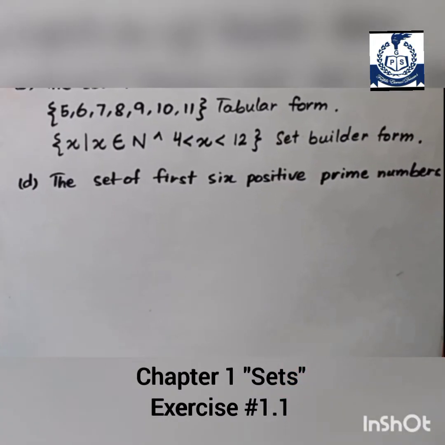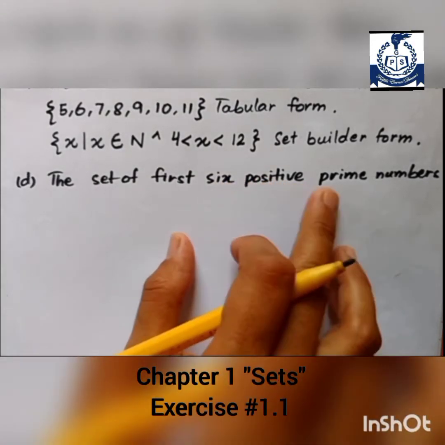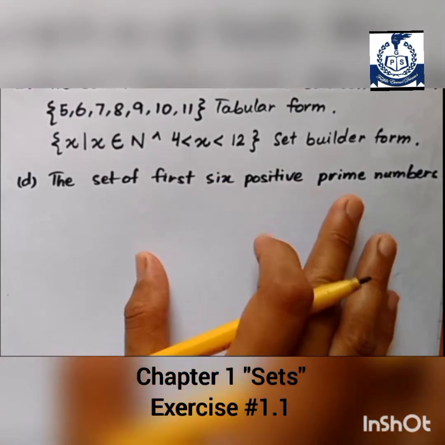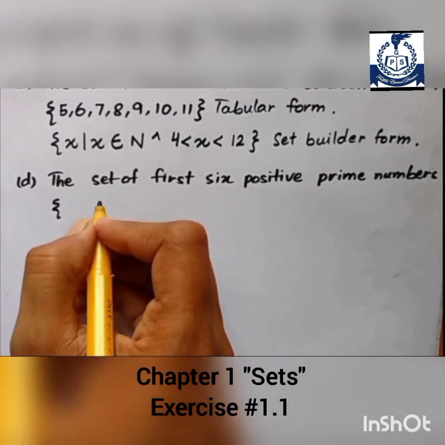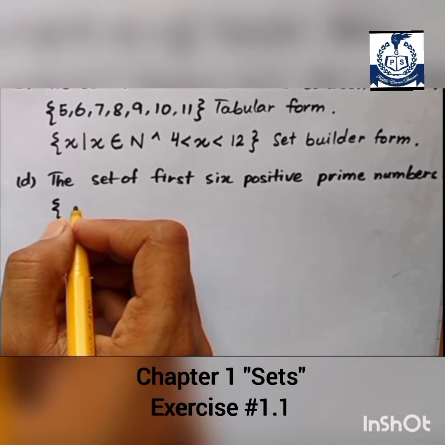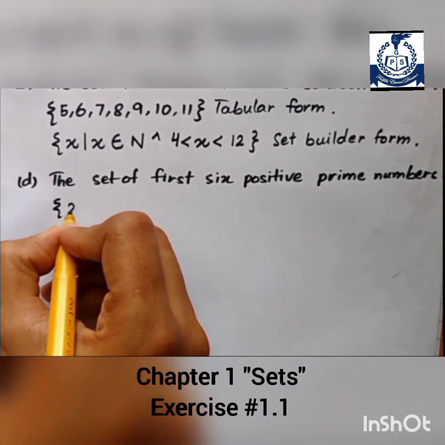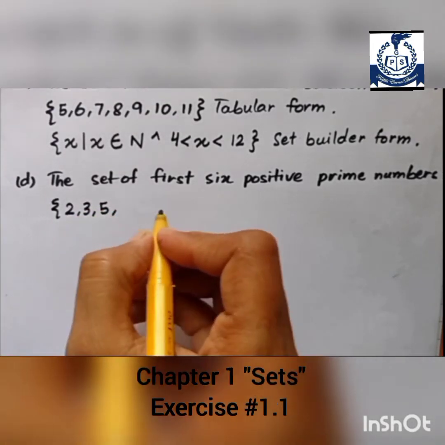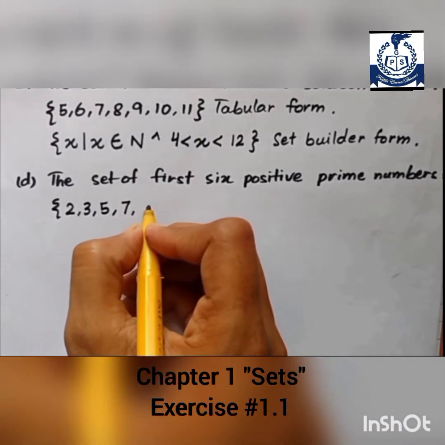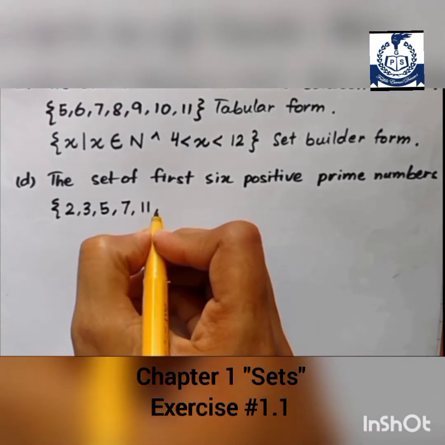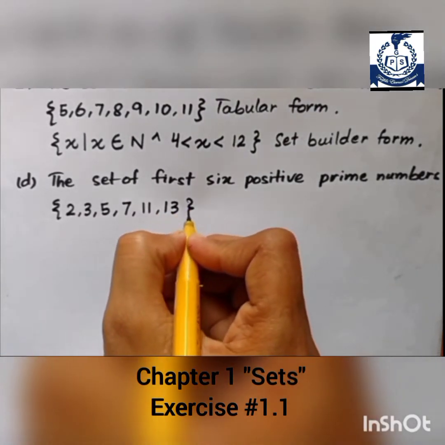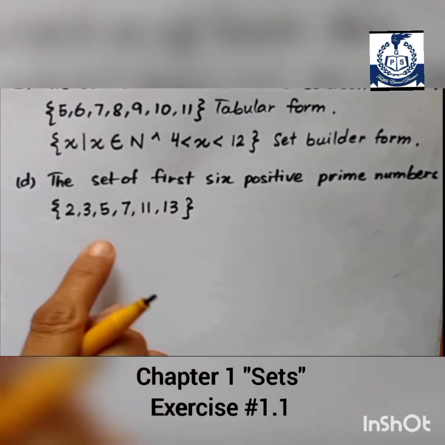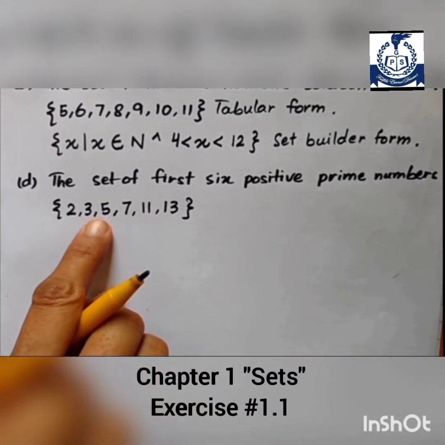Part D is the set of first 6 positive prime numbers. Prime numbers are those numbers which are divisible only by themselves, and they exist only in their own table. That means 2, 3, 5, 7, 11 and 13. So these are the first 6 prime numbers and these numbers are only divisible by themselves and exist only in their own table.